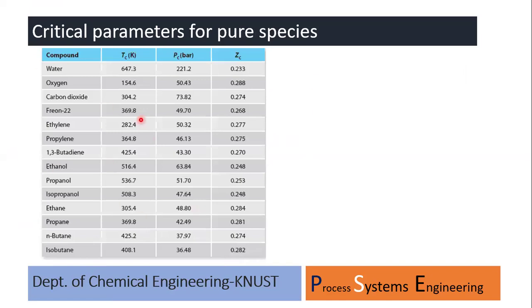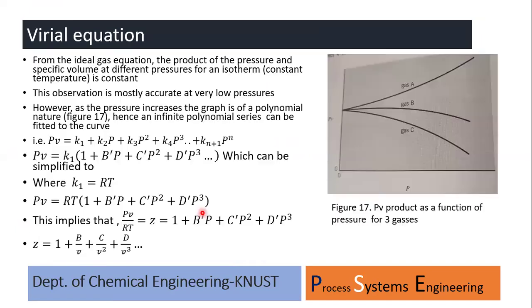So I was saying that we can read our critical temperature and pressure of various substances from different tables as well. Okay. Now we can come to the virial equation. If we consider the ideal gas equation, PV equals RT, the product of pressure and specific volume, usually at constant temperature, should be constant.